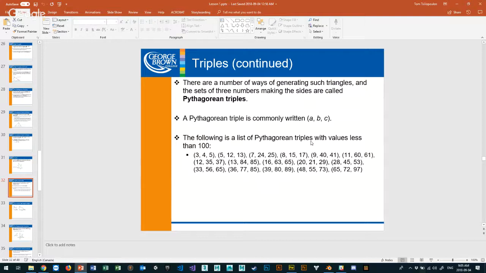I'm not going to get you to memorize any of these, but it'd be nice to know some of the smaller ones. So take a look at some of those. If you look at Wikipedia, there's a lot of them that are very common. But 1, 2, root 3 definitely for sure, and 1, 1, root 2, and 3, 4, 5. Those are the very common ones.